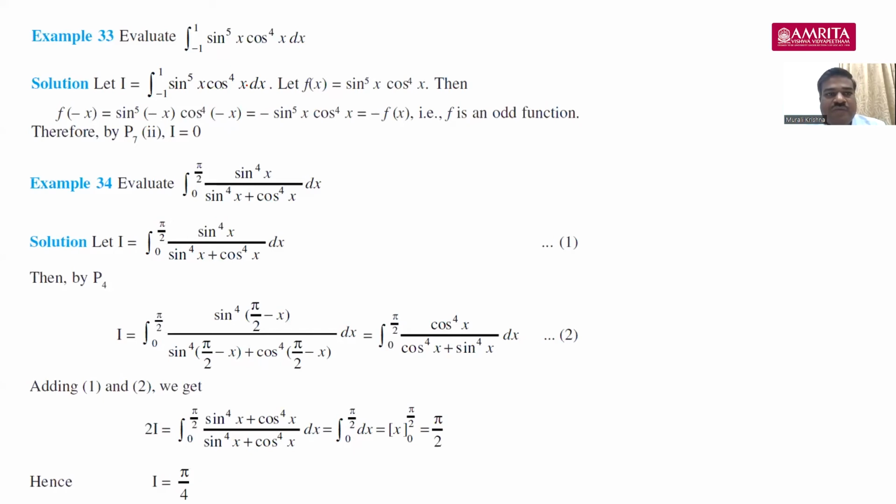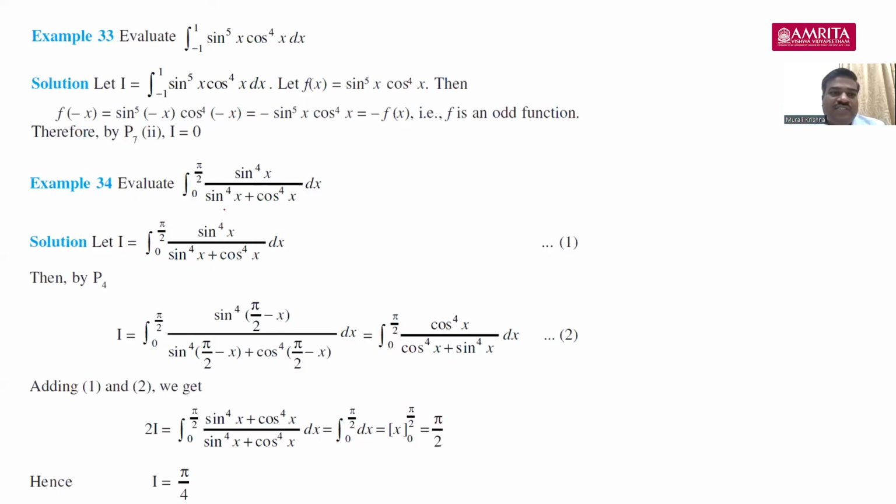So here, sin power 5 x: sin is multiplied 5 times, an odd number of times, so the function is odd. Again, cos is multiplied an even number of times, so it is even. Ultimately, odd into even is odd. So this answer is 0. Simple. Because it is an odd function, we say this is 0.